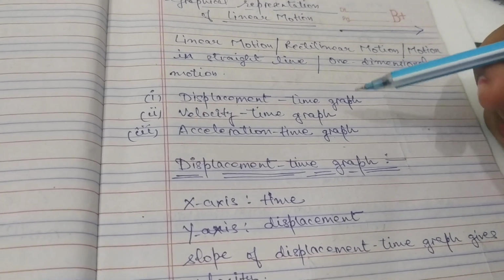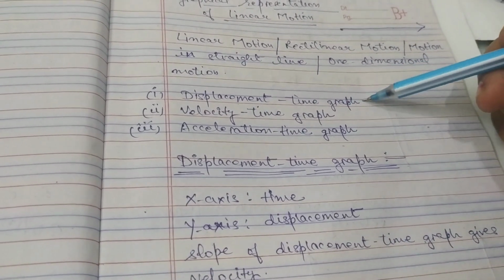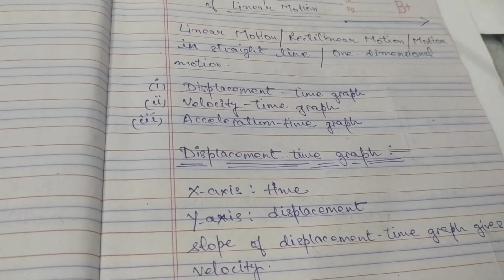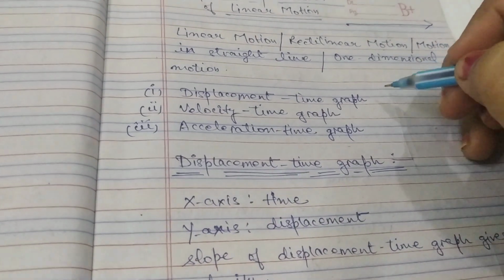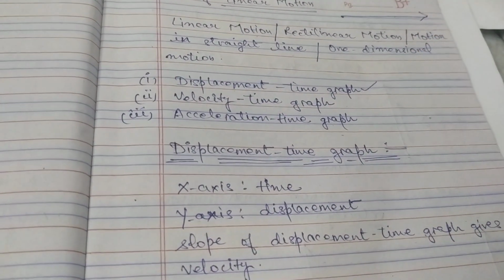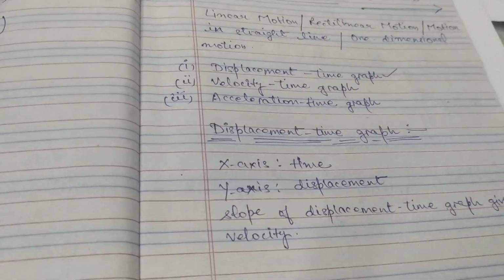So we will be discussing three things: displacement time graph, velocity time graph, and acceleration time graph. Today we are dealing with displacement time graph, right? So what is a displacement time graph?